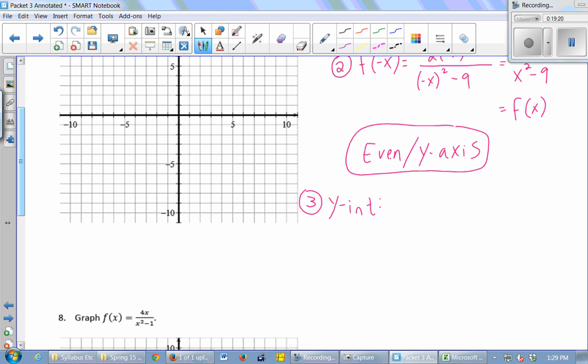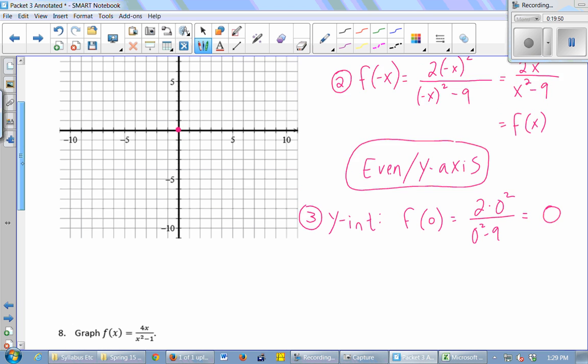Okay, so the y-intercept you get by plugging 0 in. So that's 2 times 0 squared over 0 squared minus 9. Zero over negative 9, which is 0. 0 over anything is 0. So I've got a y-intercept of 0. So I can put that in right now.